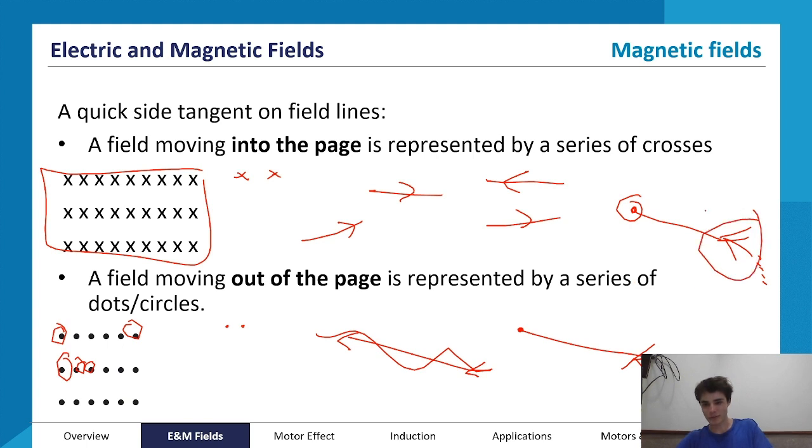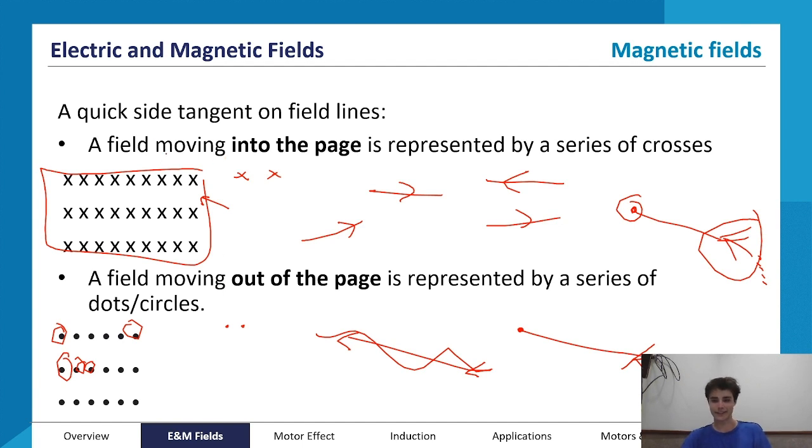Whereas if this arrow is moving away from us, what do you see? Well, you see a little fletching at the end. You see those little feathers that the arrow maker has stuck into the end of the arrow. And that's what I like to remember when you see a field moving away from us.